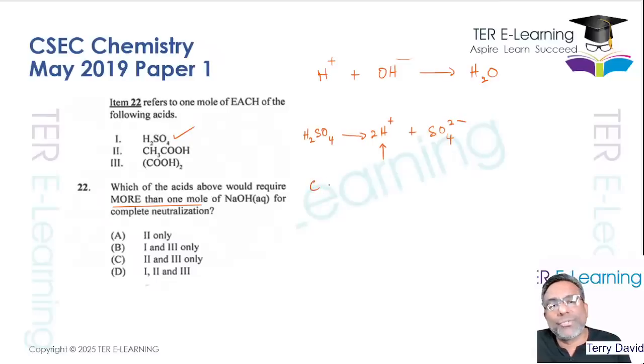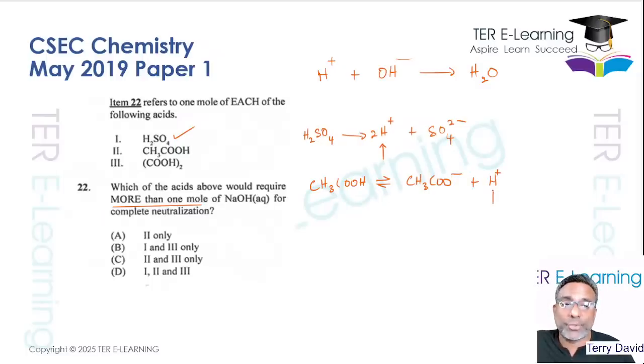When it comes to ethanoic acid, that's CH3COOH, this is a weak acid, so it's going to form CH3COO minus plus H plus. So therefore, the basicity of ethanoic acid is 1. It's only producing 1 mole of H plus. So therefore, it's only going to require 1 mole of sodium hydroxide to neutralize. So this is out, right? Because you're only using 1 mole of sodium hydroxide.